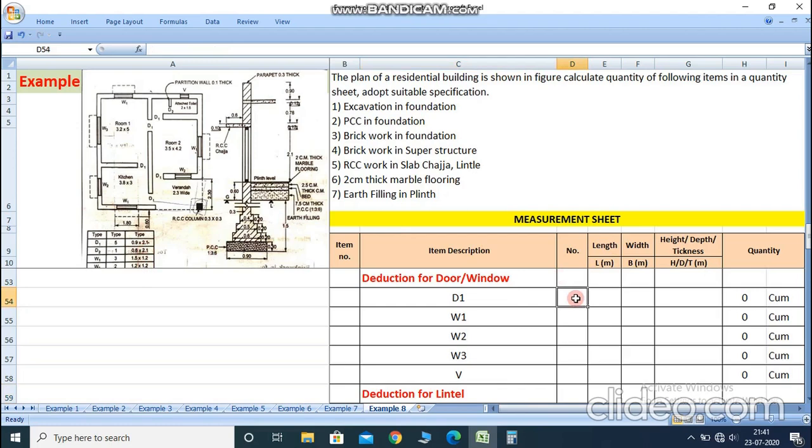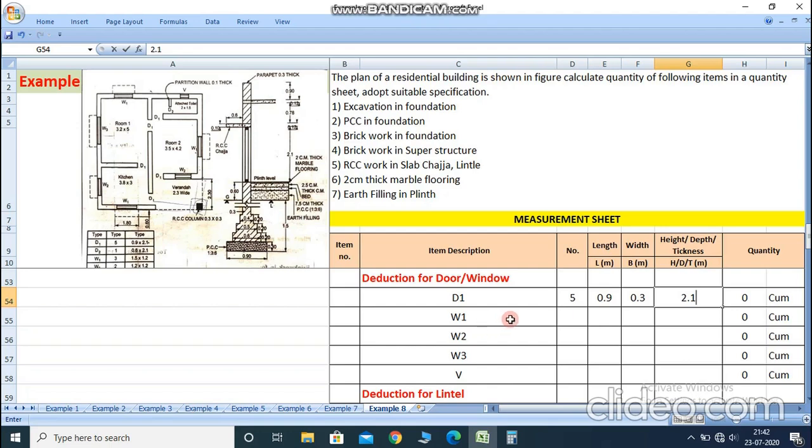So here for the D1, door and window deduction, number of doors given is 5, so right here 5. Then length is given 0.9, so right here 0.9. The width of the deduction of a door and window from the brickwork is the thickness of the brickwork, which is 0.3, so the deduction width for door 1 is also 0.3. And the height of the door given in the table is 2.1. So right here 2.1.